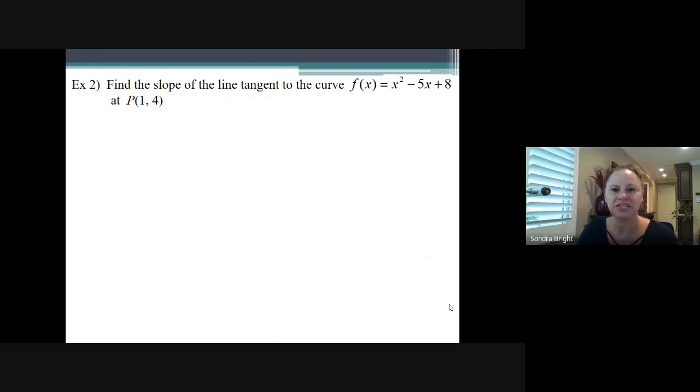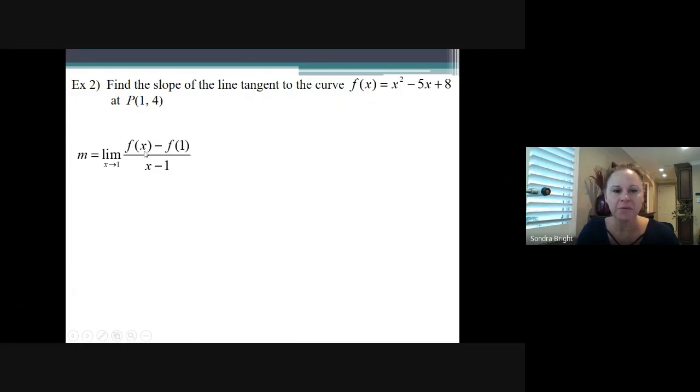Finding the slope of the tangent line to the curve of f of x equals x squared minus 5x plus 8 at the point (1, 4). You're going to take the limit as x approaches, and you're always choosing the x value of your point, so as x approaches 1, of f of x minus f of 1, all over x minus 1.